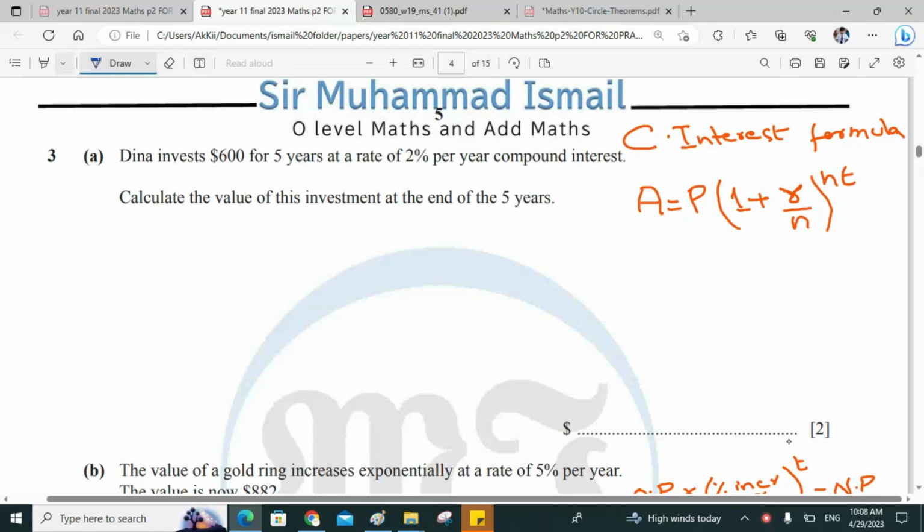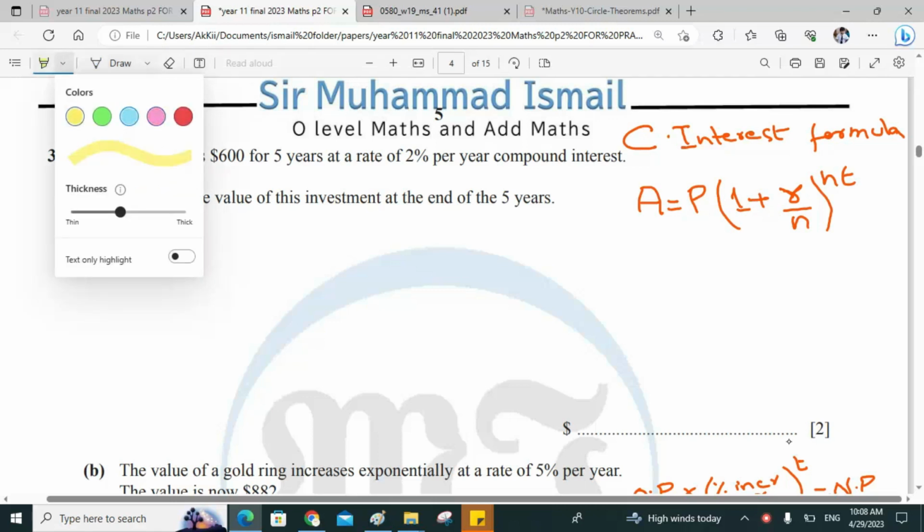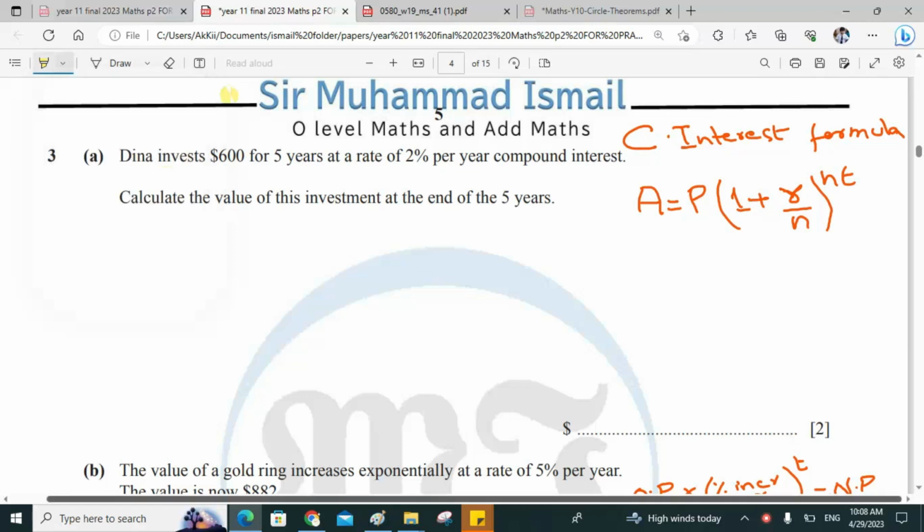Every year you are going to see this type of question. Inshallah, I hope this year you are going to see the compound interest question as well. Because every year you see this very simple sort of question, and these are very free marks. You just remember this formula and find out the value.